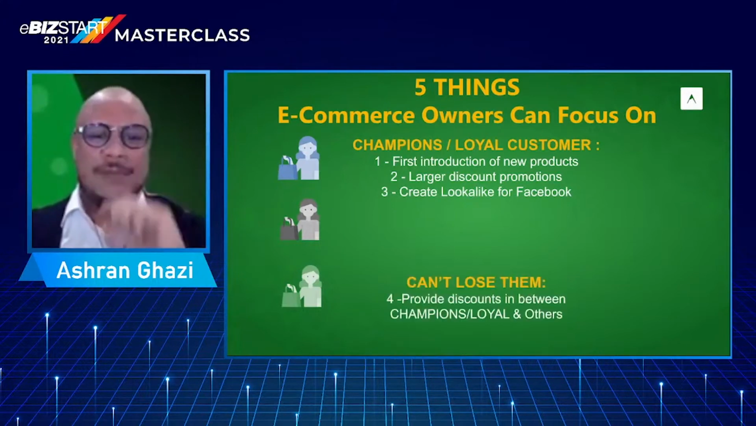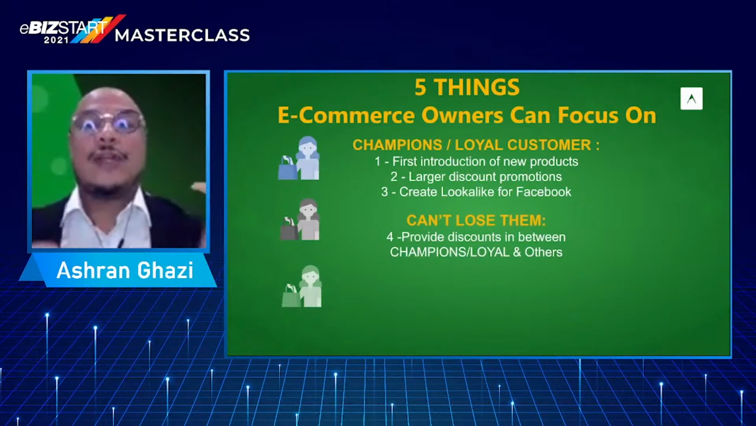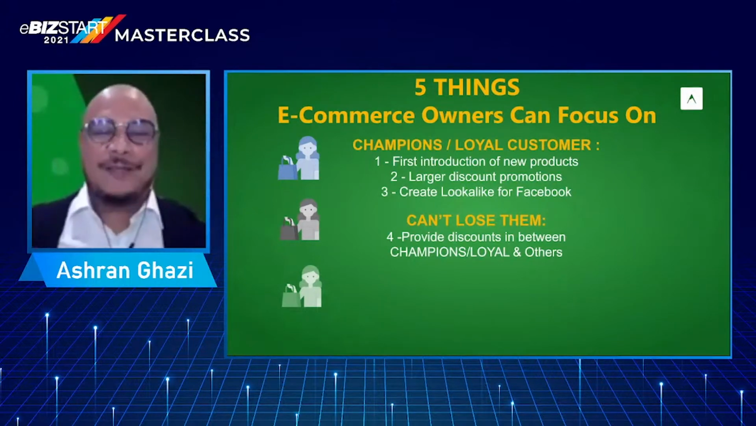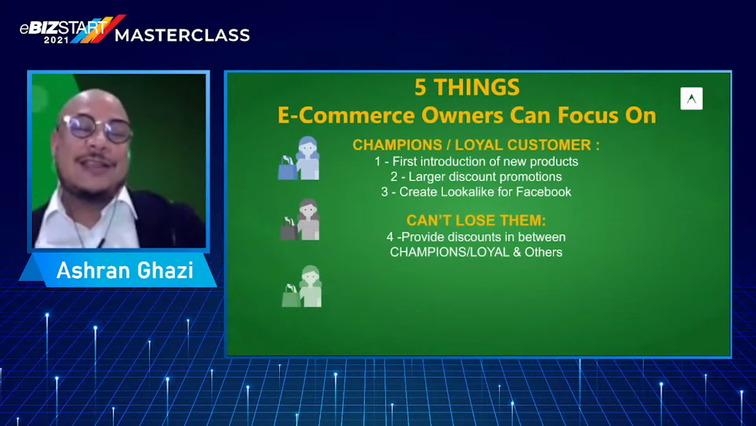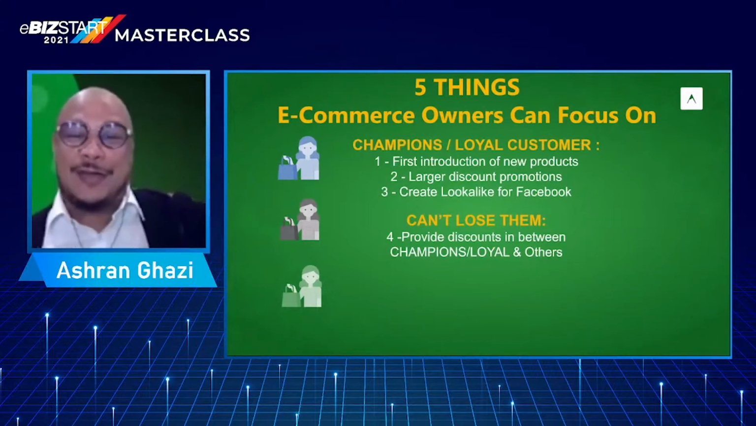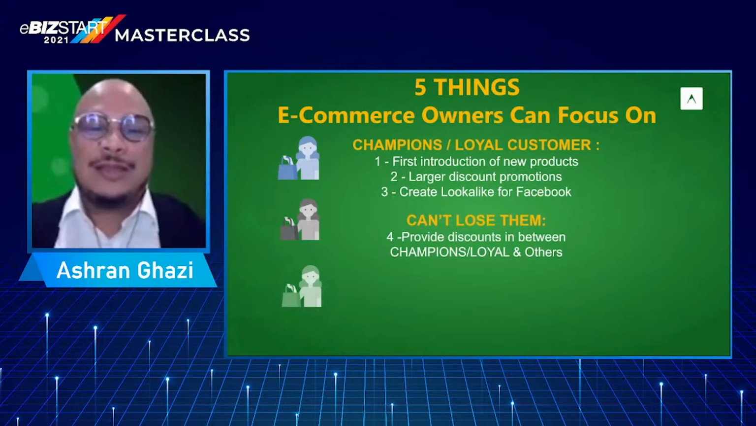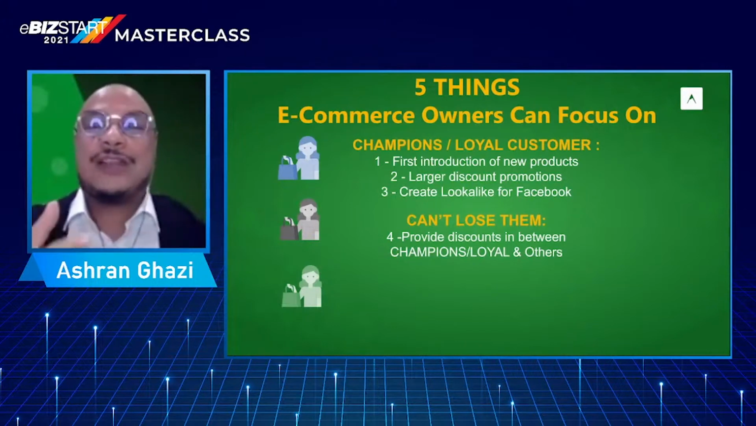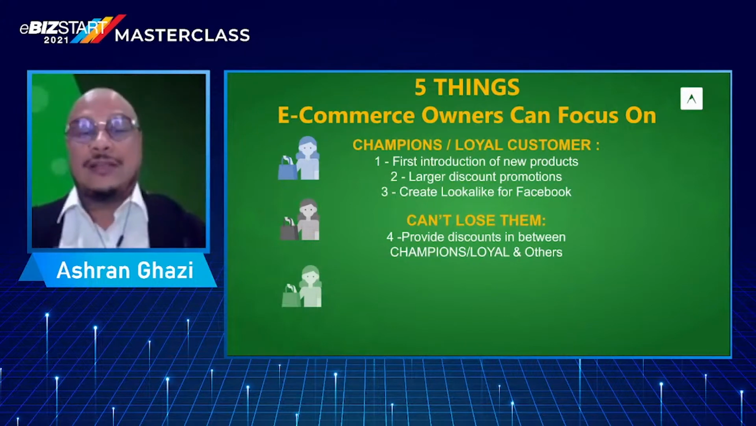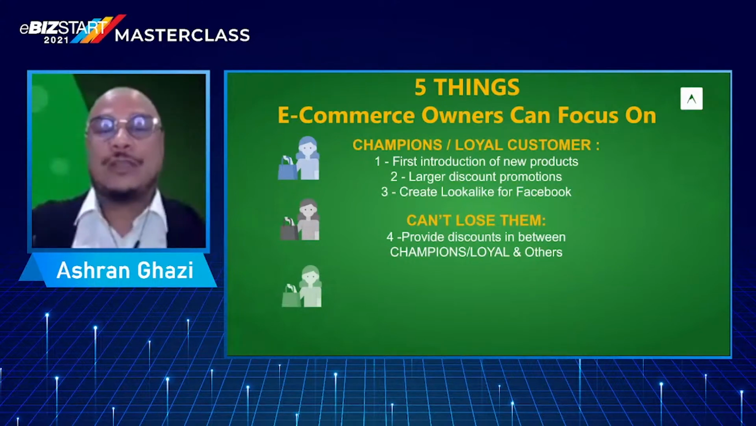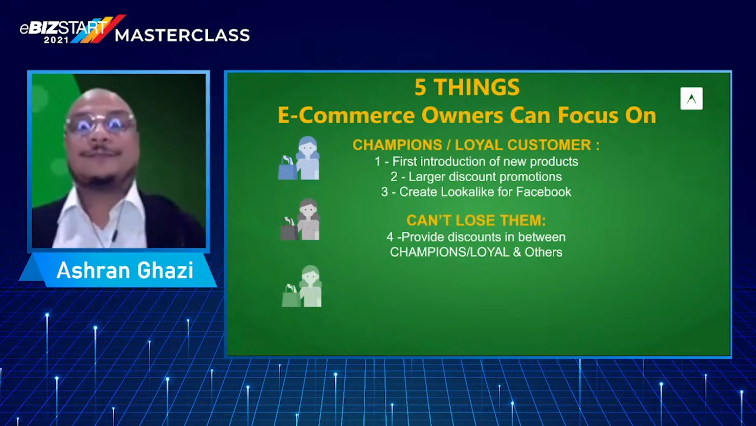Now, the other one, look for your can't-lose-them segment, right? Provide discounts that sit in between the discount that you would give to a champion or loyal customer and the rest of the crowd out there. So in an extreme case, if you give the champions or loyal customers a 50% discount, and the rest of the world a 20% discount, somewhere in between is what you offer these guys, so that you try to pull them back in and retain them. Remember, you got them already. It's okay to give them a little extra compared to what you're giving the rest, but not too much.